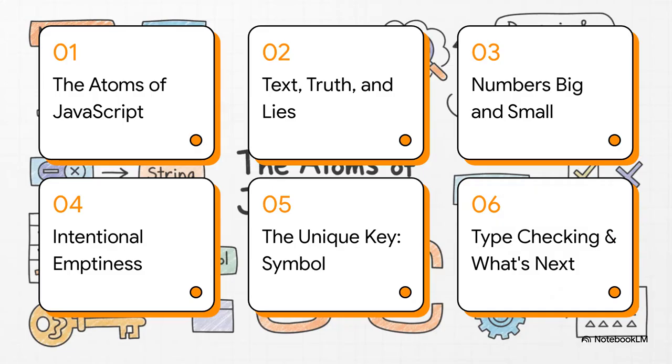Here's our game plan. We're going to start with what a primitive type even is, then jump into the stuff you'll see every day, like strings and Booleans. After that, we'll get into numbers, both big and small, and untangle the whole null versus undefined mess. We'll finish up with the unique symbol type, and finally, how to check what type of data you're even working with. Okay, let's get into it.